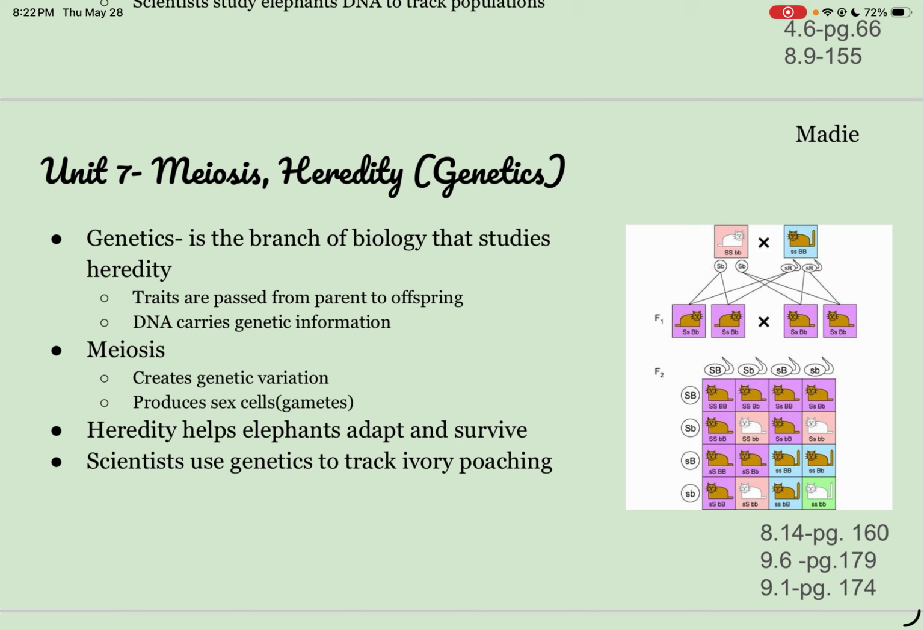This connects to elephants because some elephants inherit traits that help them survive in the wild. For example, some elephants are born with tusks while some are not. This is important because many elephants are killed for their ivory tusks. Scientists use genetics to track ivory poaching. In the photo, I showed a picture of a Punnett square that helps identify where traits come from.